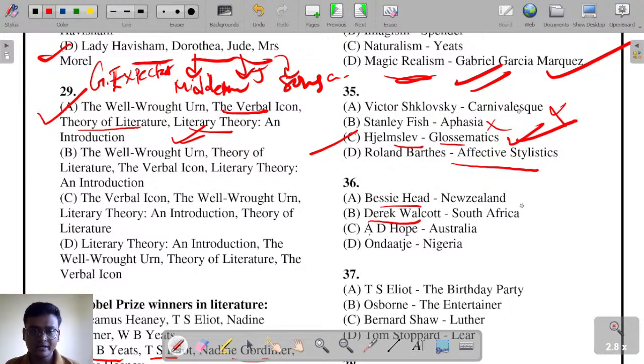Derek Walcott, Eddie Hope, Michael Ondaatje. Ondaatje is not Nigeria. Eddie Hope, Australia. Derek Walcott, South Africa. New Zealand, that is also wrong here. So Eddie Hope, question 36. Eddie Hope is from Australia. This is the right answer here.